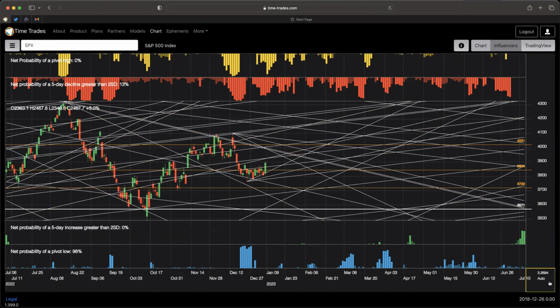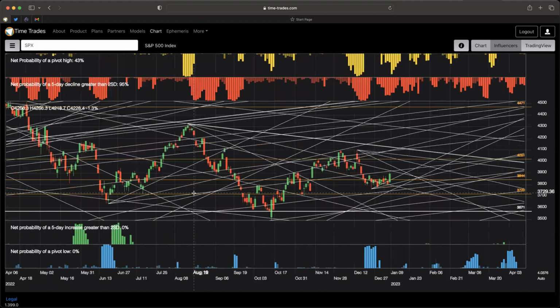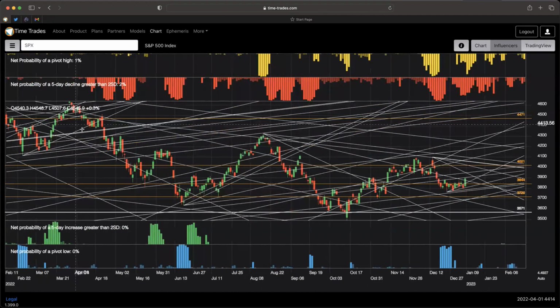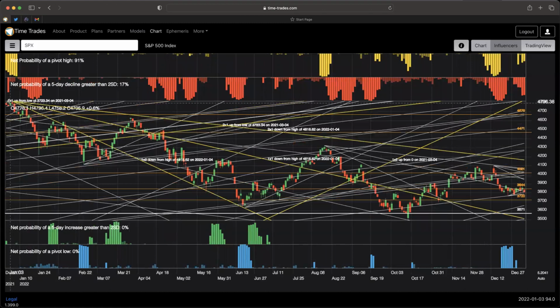Now, one thing you'll notice down here in the bottom right is the aspect ratio of the chart. That number, 3.2694, is the ratio between the number of SPX points on the price axis to the number of daily bars that we see. Because it's auto, as we scroll through the price, the bar range changes because the high price is different, the low price is different. So Time Trades will automatically scale the chart to fit all the price action in the screen. Now, that is not what we want when we are squaring a chart.